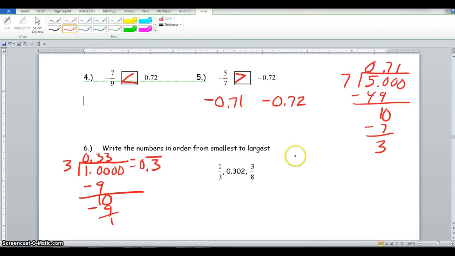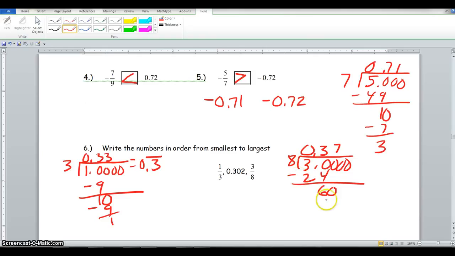Now we want to do 3/8. So we'll do 8 into 3 point, just go to 4 places. 8 goes into 3 0 times. 8 goes into 30 3 times. 3 times 8 is 24. 30 minus 24 is 6. Bring down your 0. 8 goes into 60 7 times. 7 times 8 is 56. 60 minus 56 is 4. Bring down your 0. 8 goes into 40 5 times. 5 times 8 is 40. We had no remainder. So it'd be 0.375.